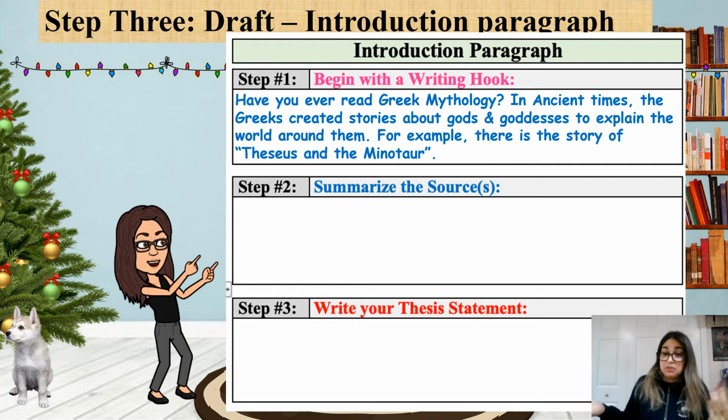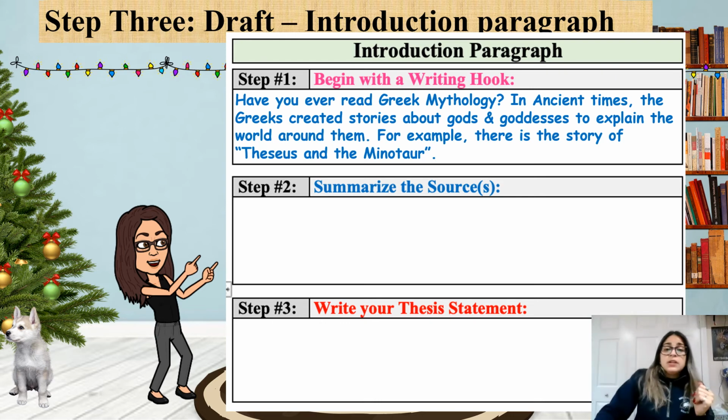Well, now that we're on the topic of Greek mythology, let me tell you about a specific one that I've read. It's called Theseus and the Minotaur. Boom, guys, I've hooked you in. I sounded so interesting. I made you want to read what I'm talking about, okay?